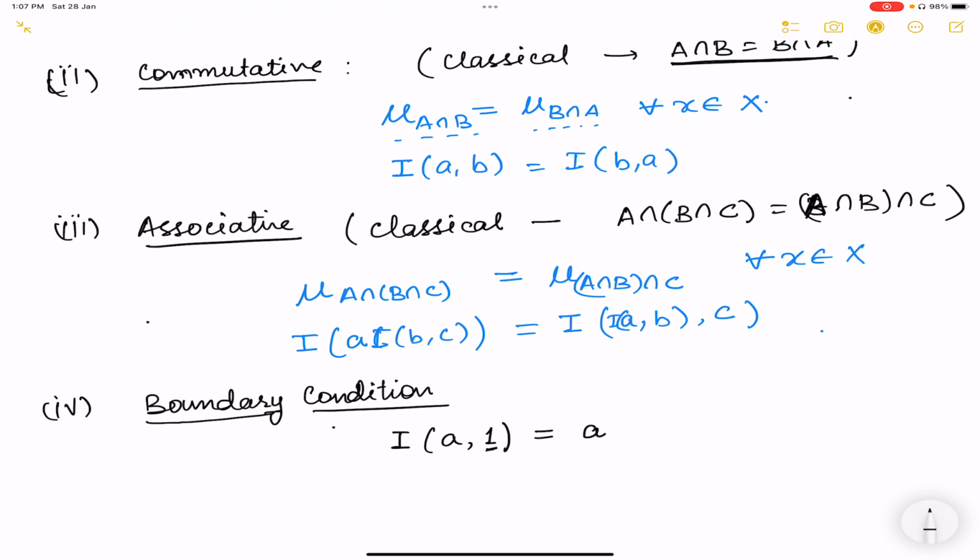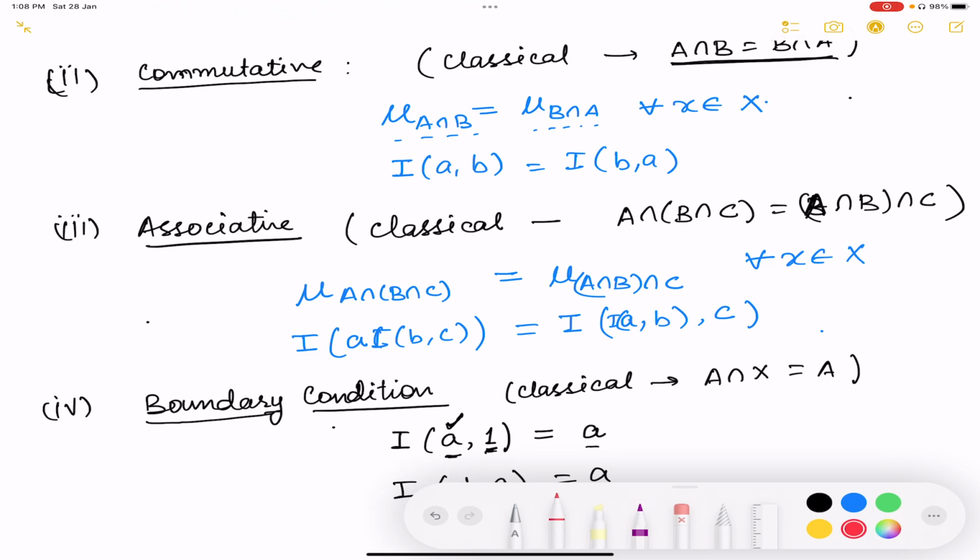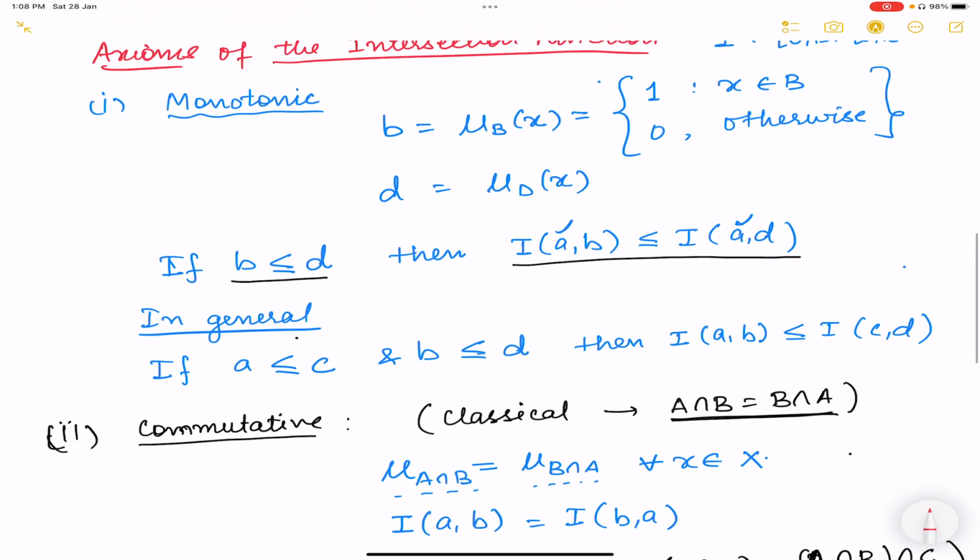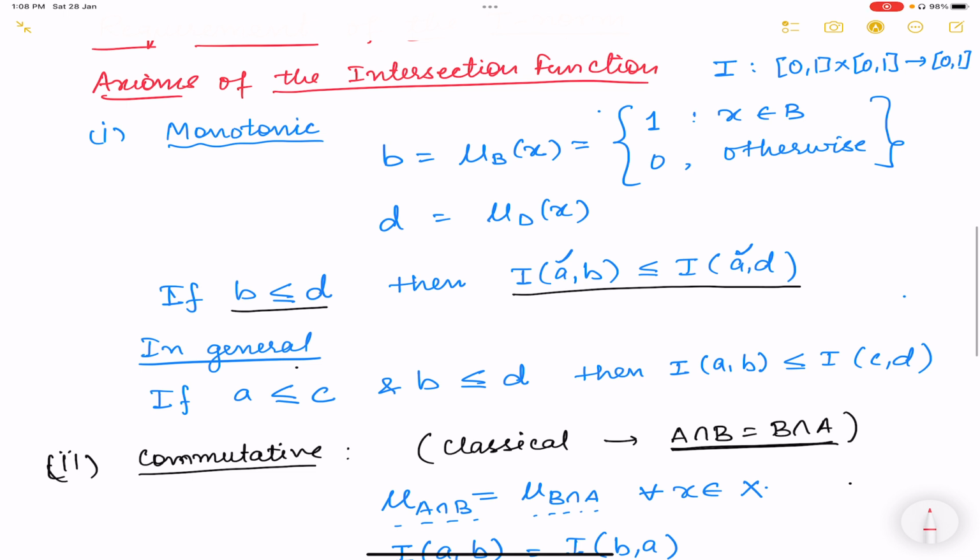If you want to understand this or translate it, exact translation is not possible, students, but if we want to translate it from classical, we can think like this: A intersection X used to be A. So that is why, because it is taking value A, intersection 1 is A. Or since it is commutative also, we can say that this is A.